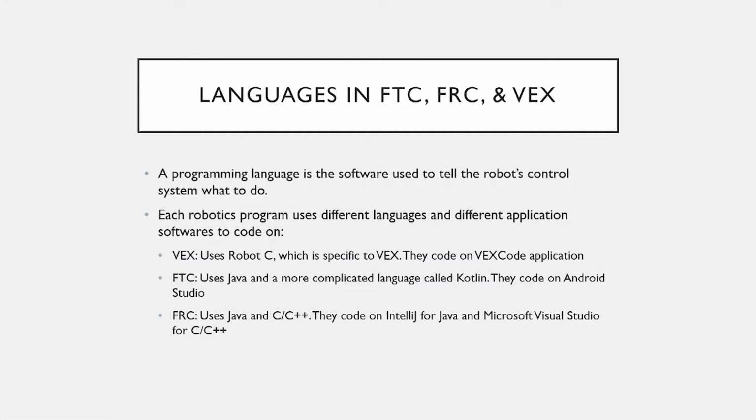A programming language is software used to tell the robot's control system what to do. Each of the 3 programs in Middleton uses different languages and application software. VEX uses RobotC, which is specific to VEX. They code on the VEXcode application. FTC mainly uses Java and a more complicated language called Kotlin. They code on Android Studio. FRC uses Java and C/C++. They code on IntelliJ for Java and Microsoft Visual Studio.